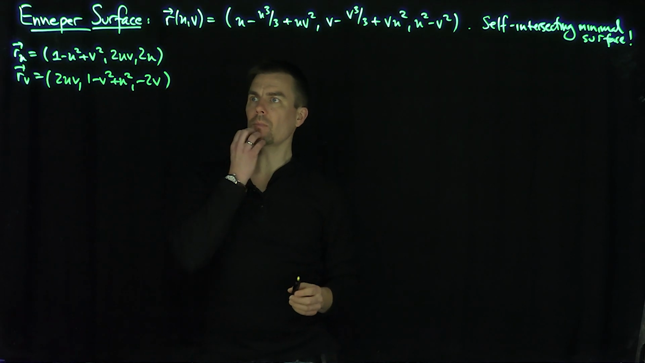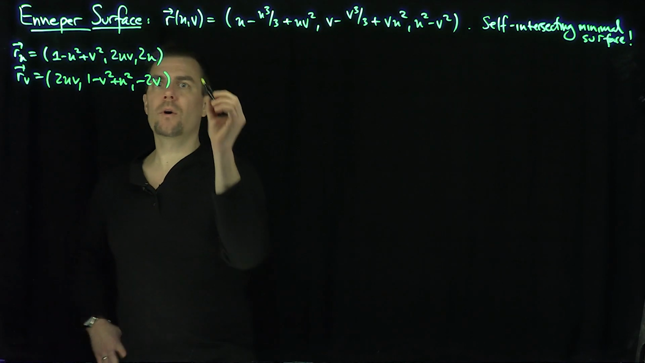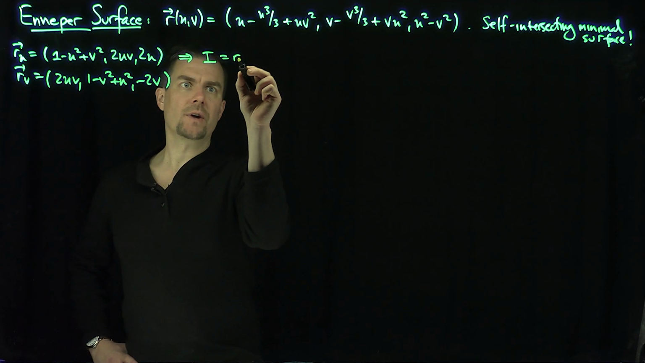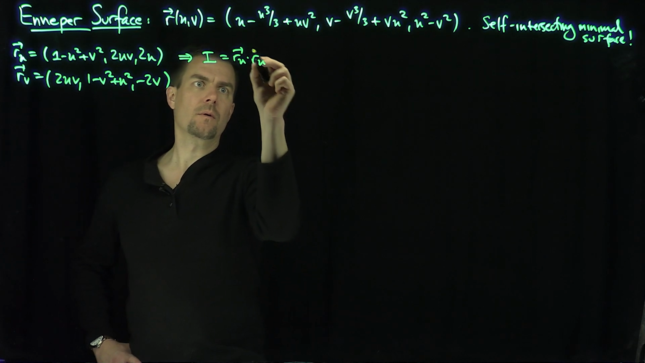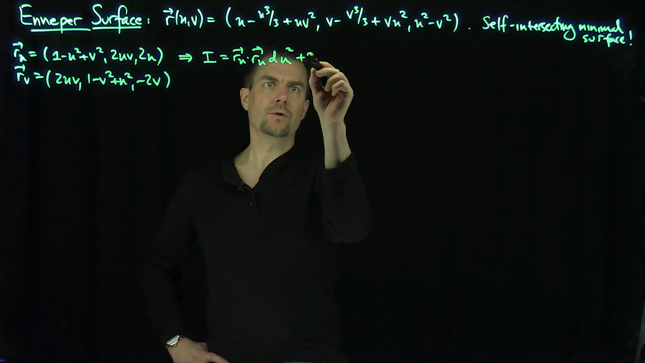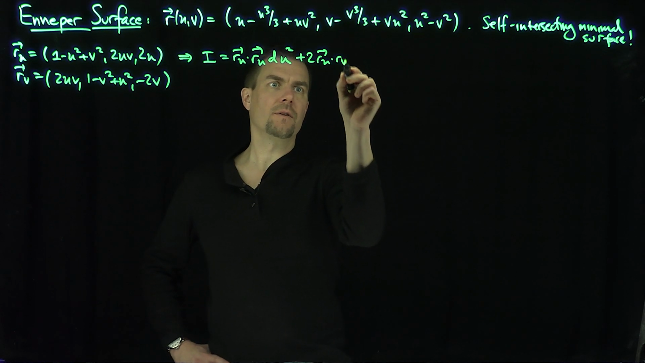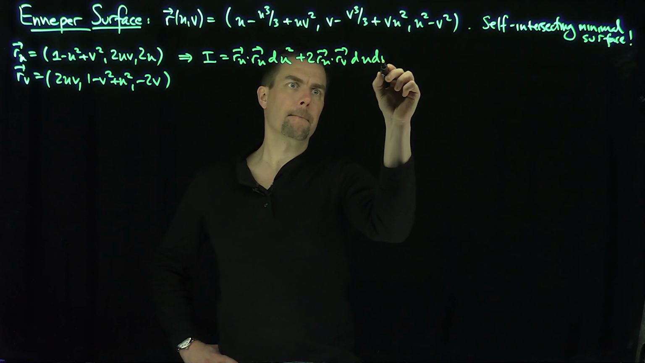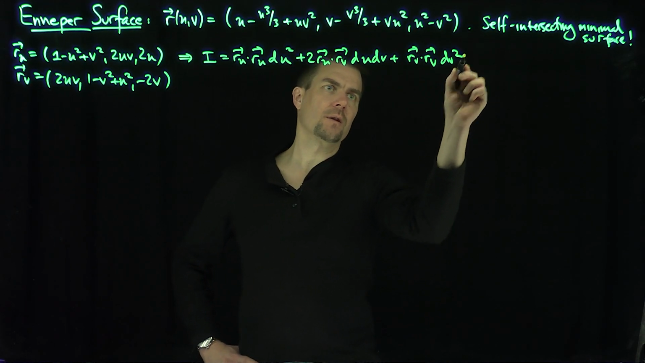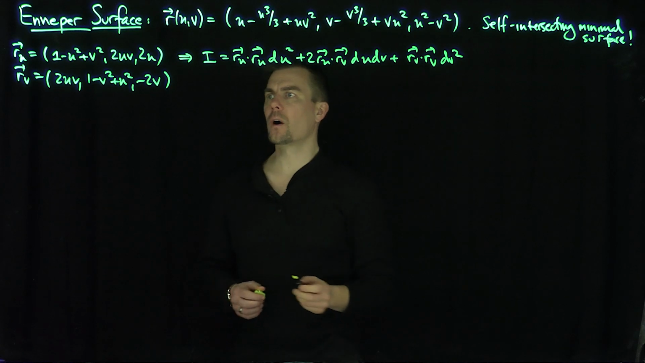Great. All right, so let's find the first fundamental form. Of course our first fundamental form is going to be RU dot RU du squared plus 2 RU dot RV du dV plus RV dot RV dV squared. That's my first fundamental form. So let's do RU dot RU.